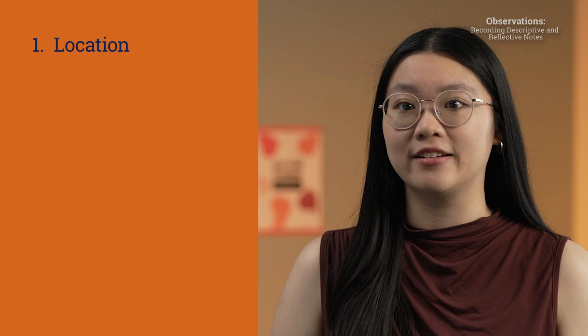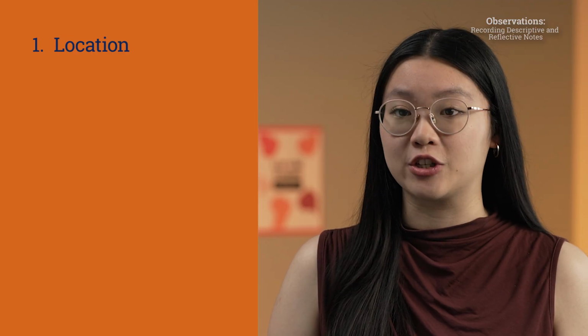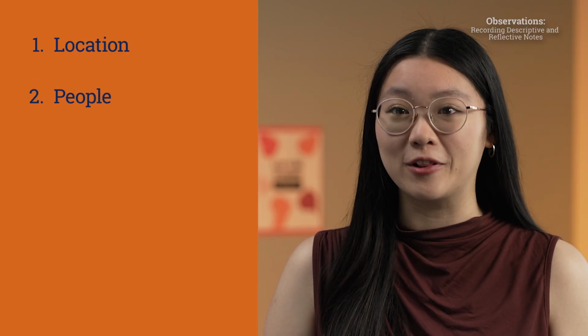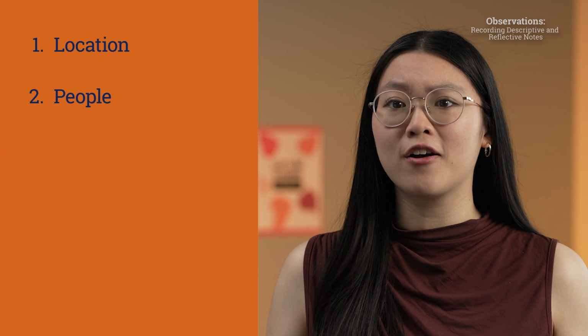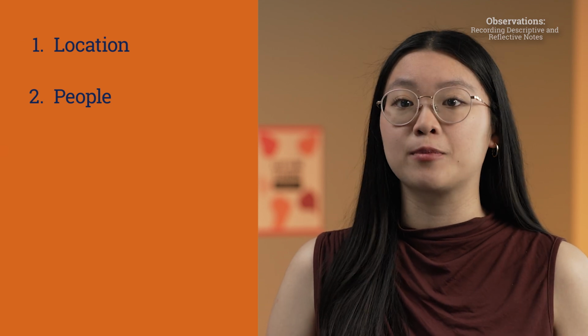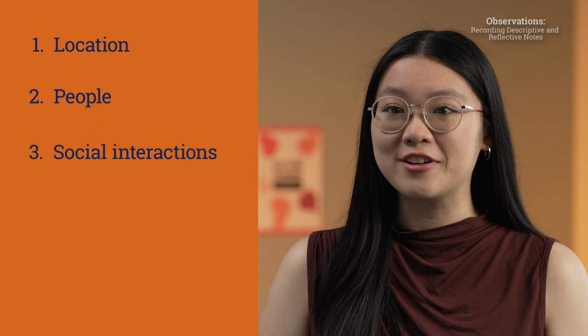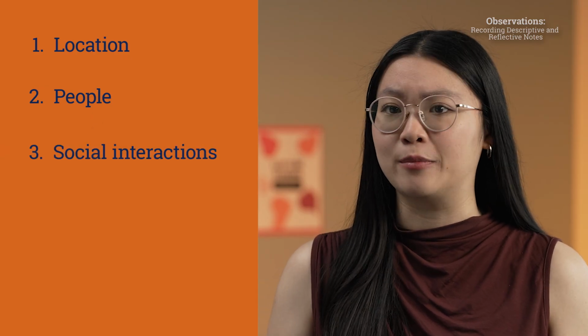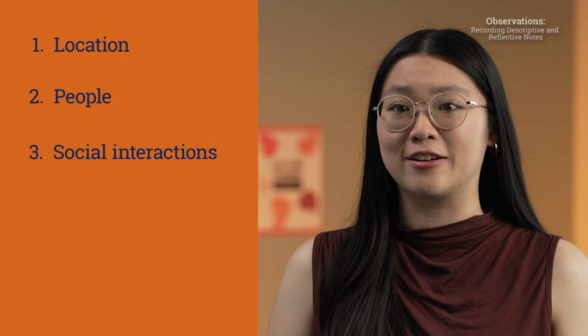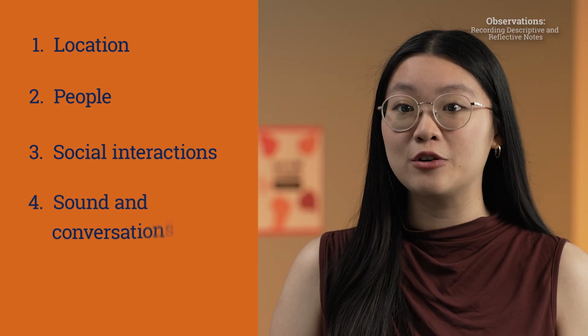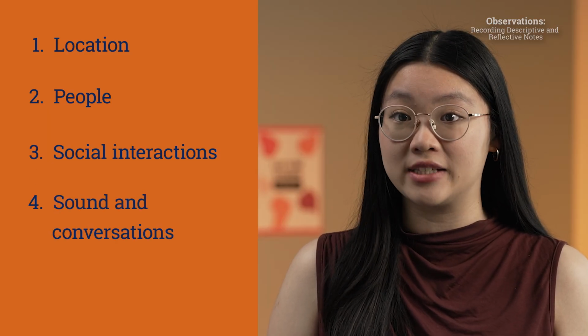First, the location, including descriptions of the setting and the surroundings. Second, the people, including details of who they are, their roles, but remember to always protect the confidentiality of the people being observed. Third, you can describe social interactions, including people's behaviors, gestures, and the way they interact with each other. Finally, you can describe sounds and words you hear people say.